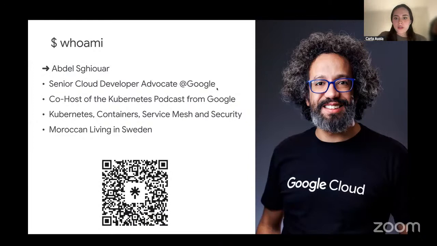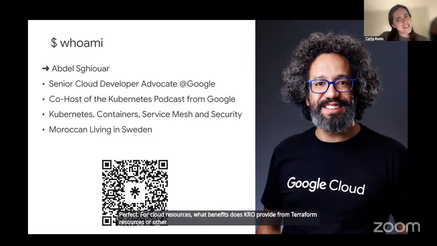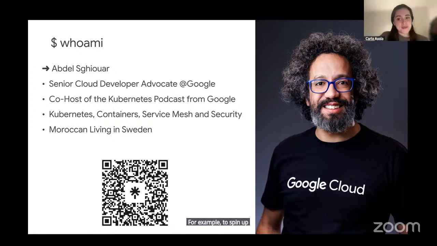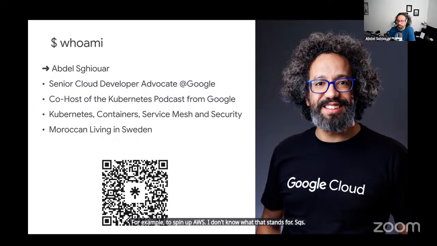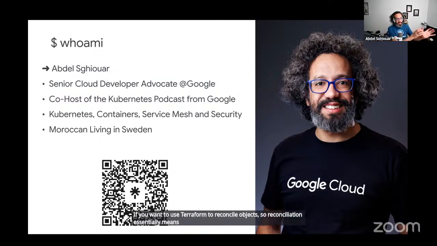For cloud resources, what benefits does KRO provide over Terraform resources or other IaC tools? For example, to spin up some AWS, SQS. Yes. So Terraform doesn't have reconciliation built in. If you want to use Terraform to reconcile objects, so reconciliation essentially means you run Terraform to create a bunch of objects, and then you went to your cloud platform and deleted those objects manually.